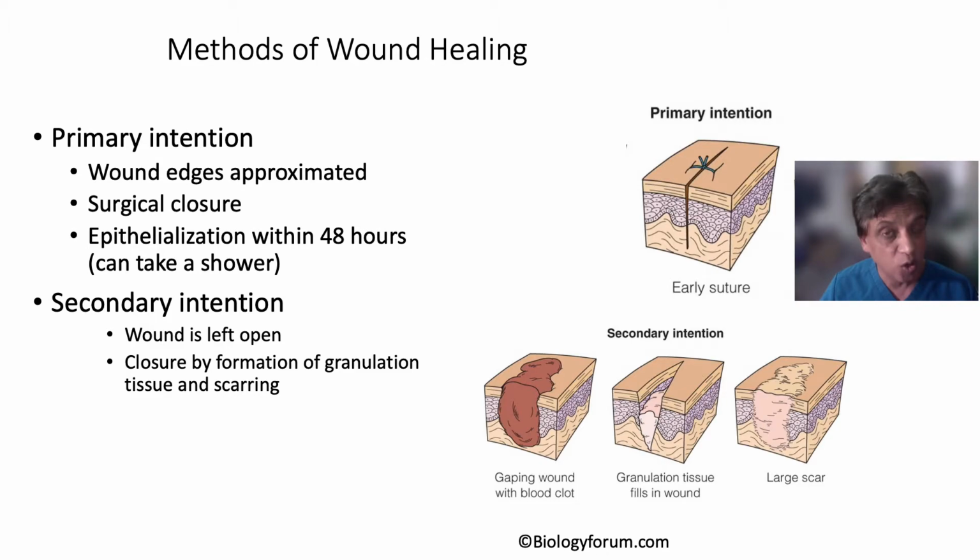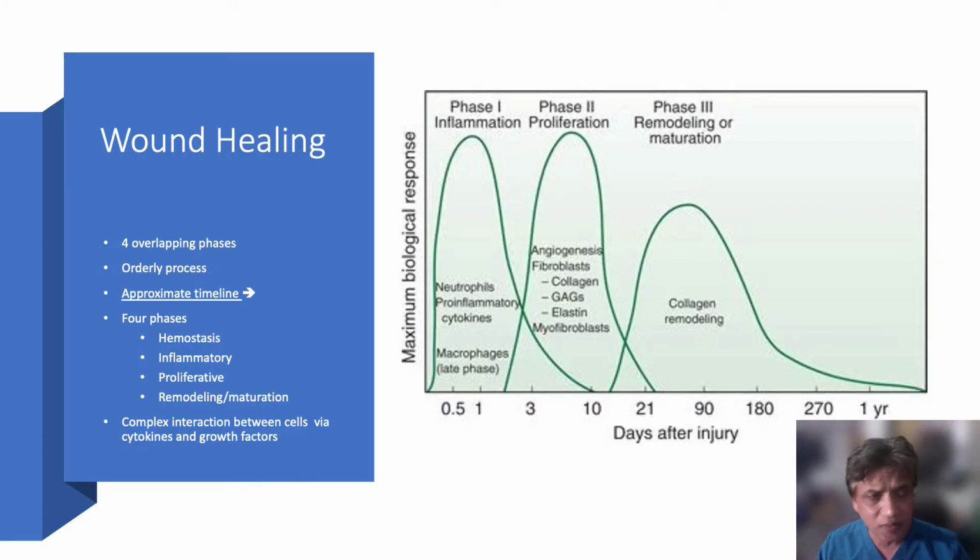Now, traditionally, wound healing has been classified into four phases: hemostasis, inflammation, proliferation, and remodeling. Some people omit the phase of hemostasis and call it three phases: inflammation, proliferation, and remodeling. In any case, we'll discuss all the four phases.